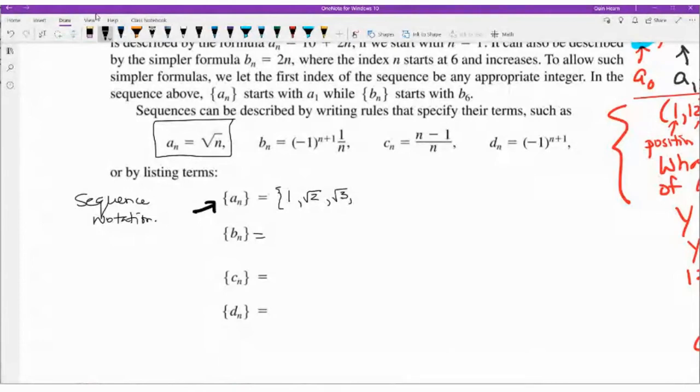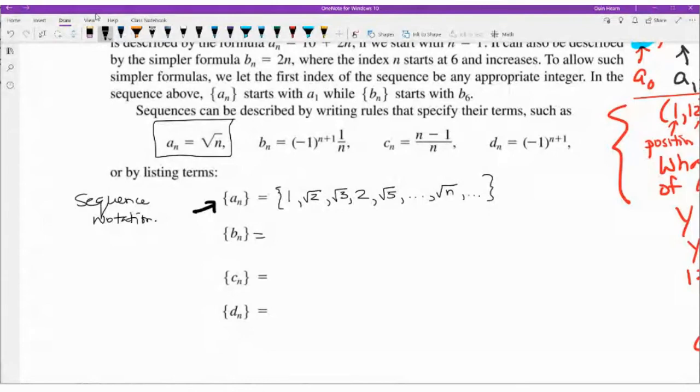What would the fourth term be? 2, yeah. And the fifth term? That's right, square root of 5. And we can just put dot, dot, dot, or often you will see people put the formula for the nth term in there, but you have to end with a dot, dot, dot to indicate that this sequence goes on forever.